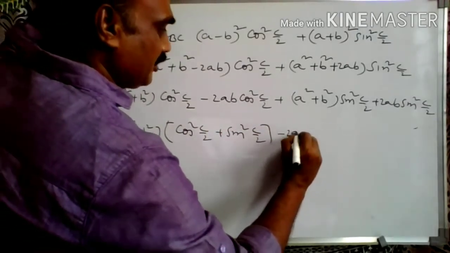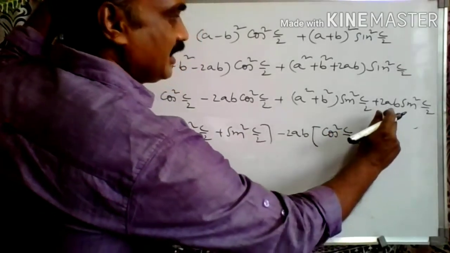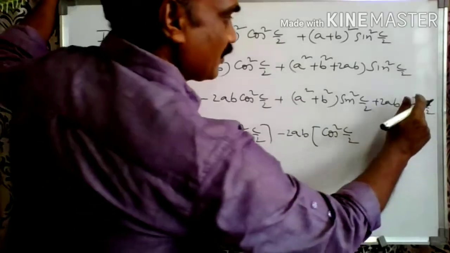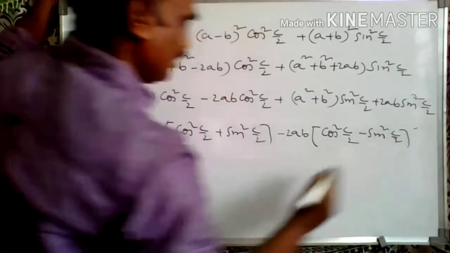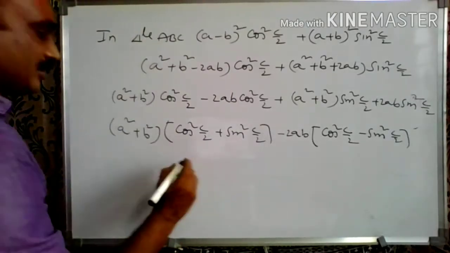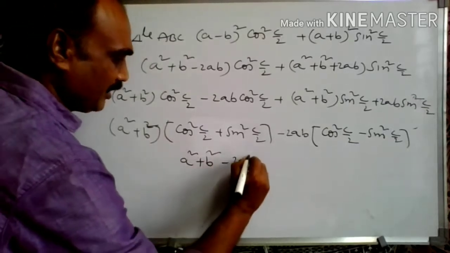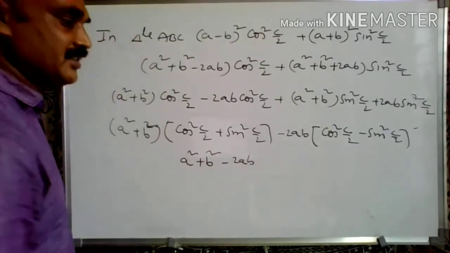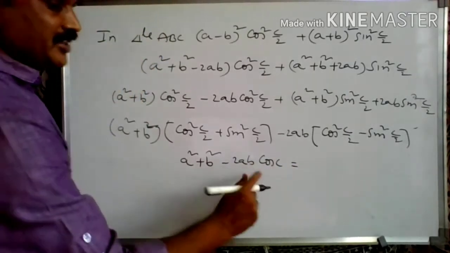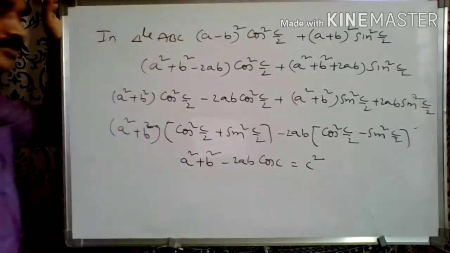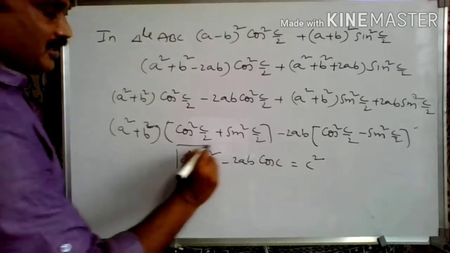Friends, minus 2ab common, cos square C by 2, here plus 2ab sin square C by 2, minus sin square C by 2. Cos square C by 2 plus sin square C by 2 is 1. This is a square plus b square minus 2ab into (cos square C by 2 minus sin square C by 2), which is equal to cos C. So a square plus b square minus 2ab cos C is equal to, from cosine rule, c square. C square is equal to a square plus b square minus 2ab cos C.